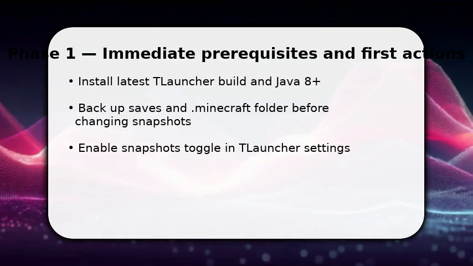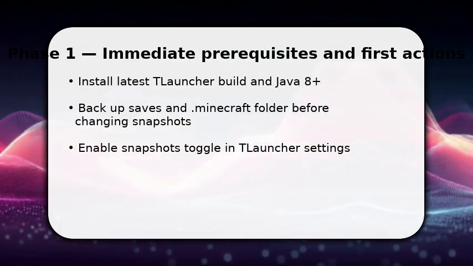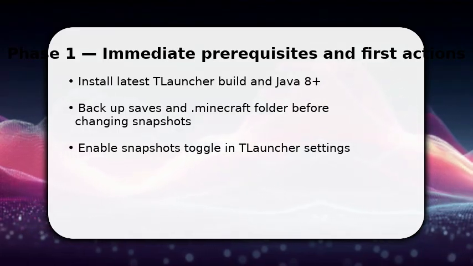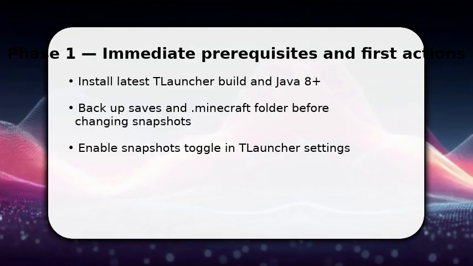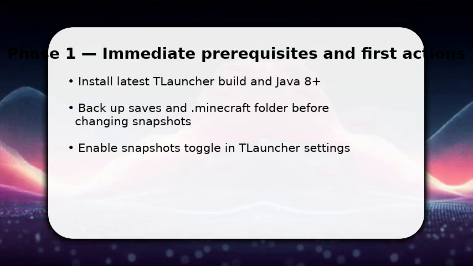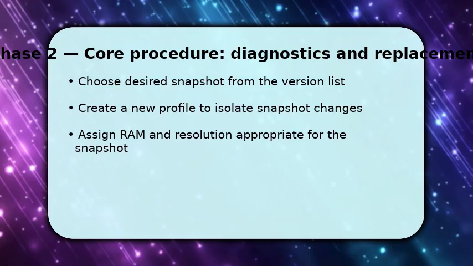Once done, return to the launcher main screen and click the version selector beside the play button to reveal available snapshots. Make sure to choose a snapshot matching your mods, or opt for a clean profile if you want a pure snapshot experience. Now you select the snapshot and configure a dedicated profile so you don't disturb your stable installs.